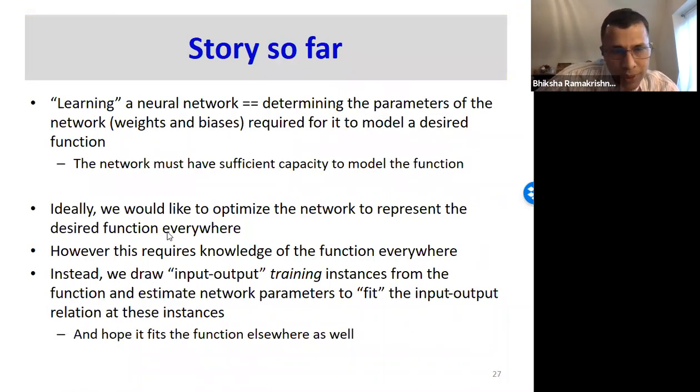So here's the story so far. Training a neural network is the same as determining the parameters of the network for it to model a desired function. Ideally, we would like to optimize the network to represent the desired function everywhere, but this requires knowledge of the function everywhere. So instead, we draw input-output training instances and estimate network parameters to fit this input-output relation at these instances. And this is just a hope. There is no guarantee. You hope that it fits the function everywhere else as well.